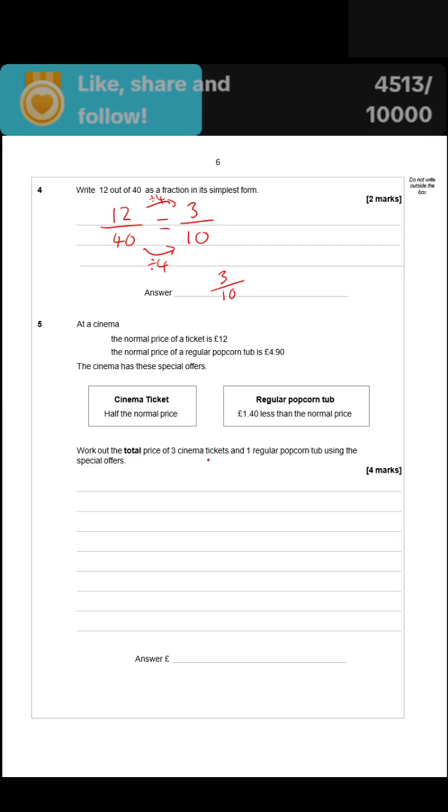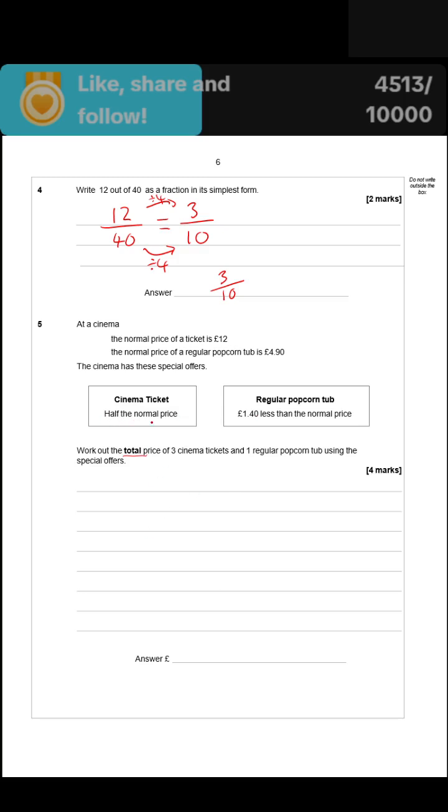On to question 5. So at a cinema, the normal price for a ticket is £12. The normal price of a regular popcorn tub is £4.90. We've got some special offers on. So it says cinema ticket is half the normal price. Regular popcorn tub is £1.40 less than the normal price. Work out the total price, i.e. adding these 2 answers together, of 3 cinema tickets and 1 regular popcorn tub. What grade is this? This is probably about a grade 2 at a push.